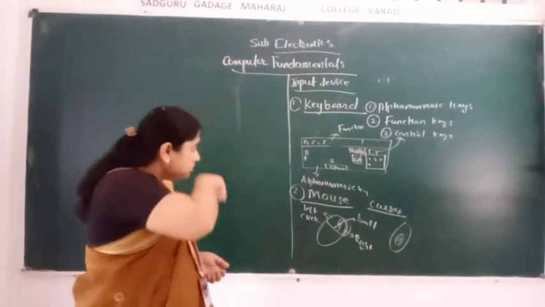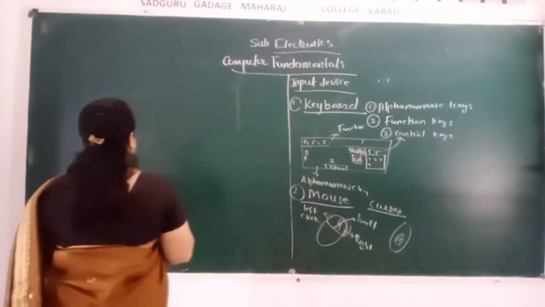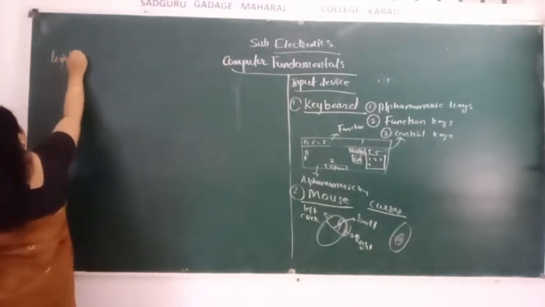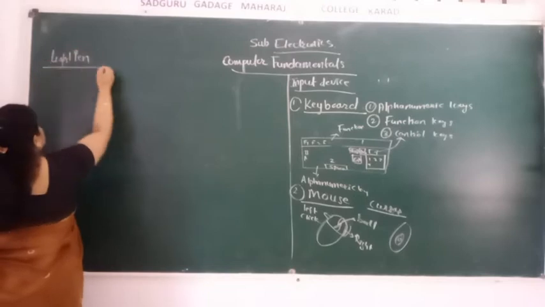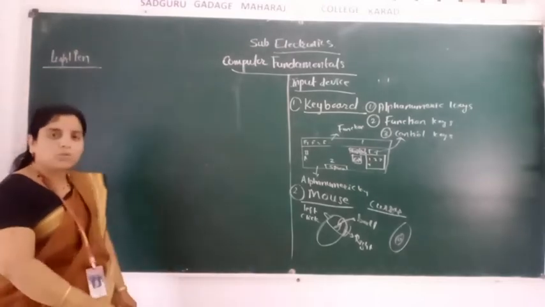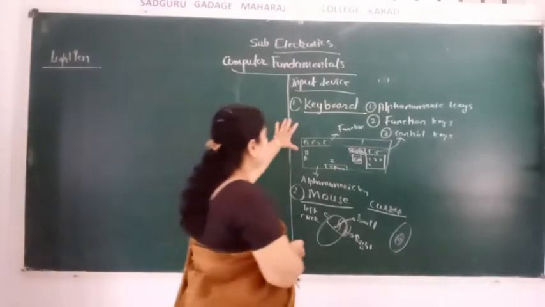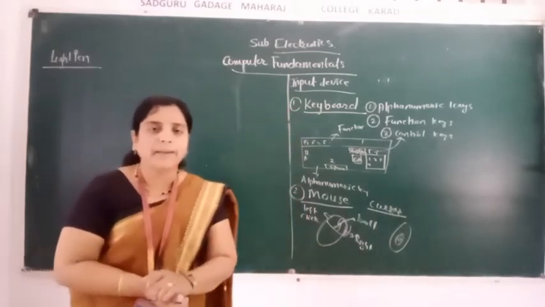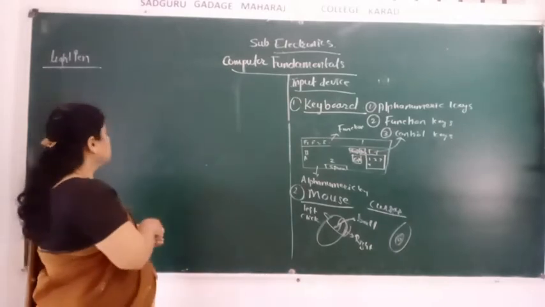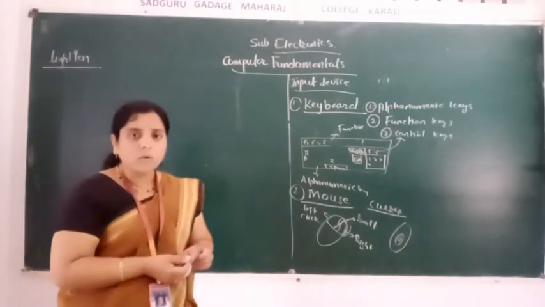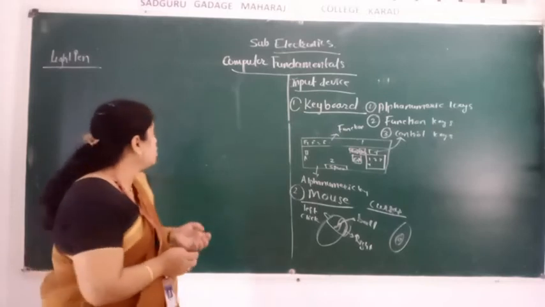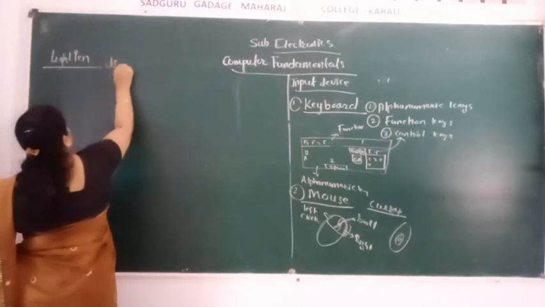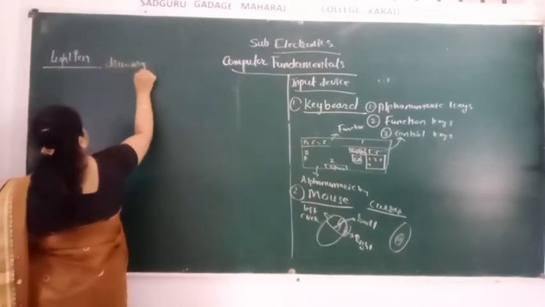Okay, so next is what? Keyboard, mouse. Light pen is there. Yes, light pen. Why is the light pen used? We are very familiar with the keyboard and mouse, everyone uses them, but why is the light pen used? Light pen is used for drawing on the CRT.